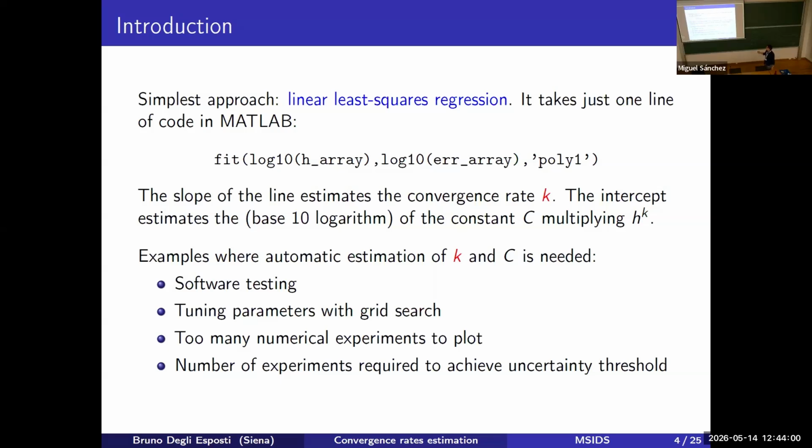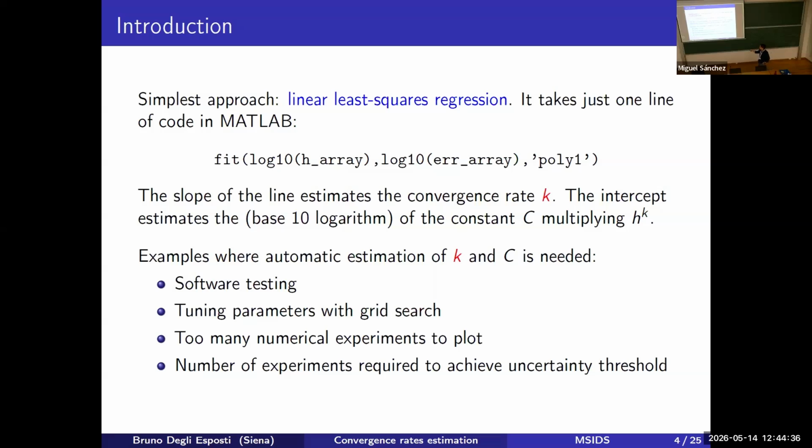So if we do automatic software testing, maybe we have a large library, we do a lot of changes, then we want to see if we broke anything, if we introduced any bugs. We can do automatic estimation of convergence rate to be sure that our finite element code still works after the change, for example. Or we can tune parameters of the algorithm when we do some grid search to optimize C, maybe, instead of k. Or maybe there are too many numerical experiments to put in a paper, so we do it automatically instead of visually.